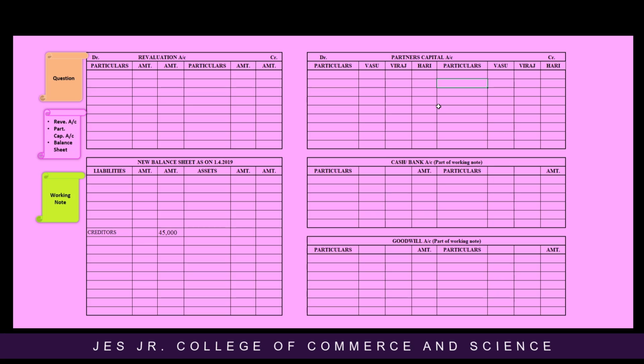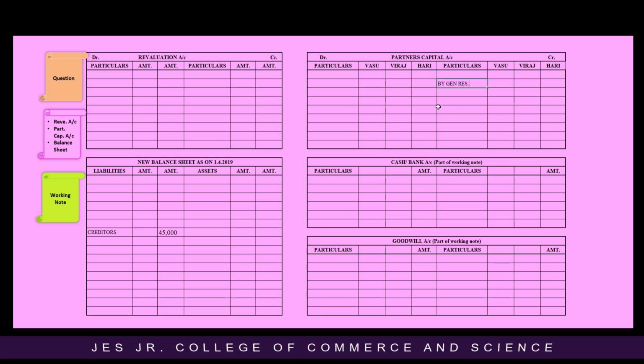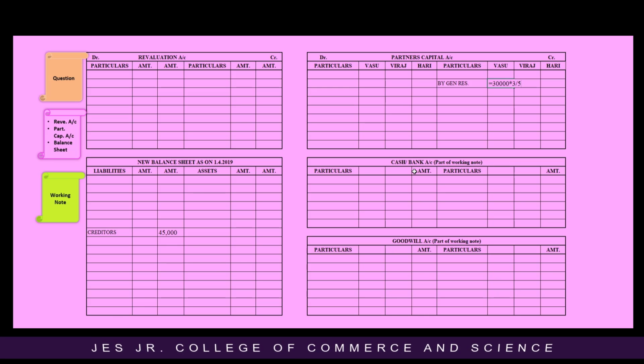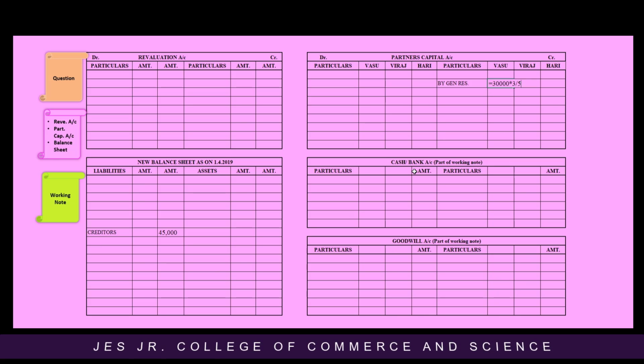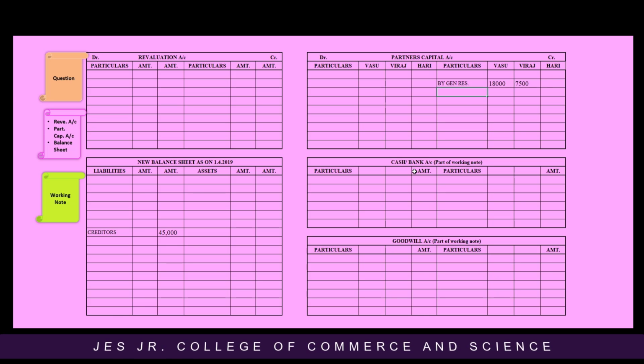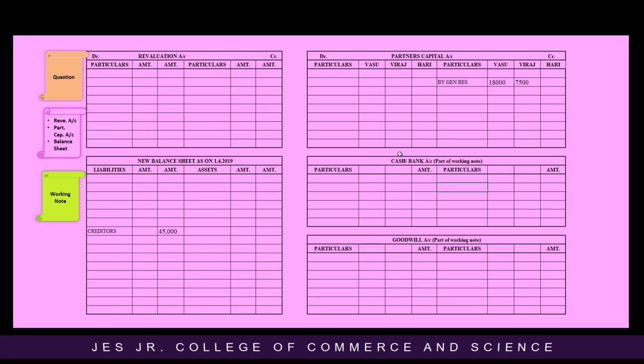Leave one line to write opening balance of capital. I'll divide general reserve in their old ratio. This is the way to calculate. Your amount of general reserve is 30,000 into 3/5. Right, and here 30,000 into 2/5. General reserve is done, right.